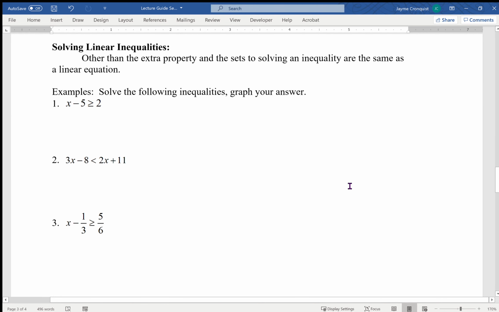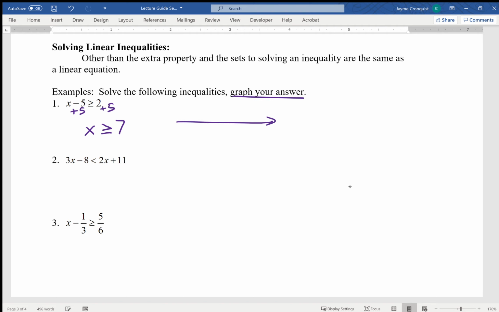Other than the extra property, the steps to solving an inequality are the same as linear equations. So, solving the following inequality. We do like we've always been doing. We add 5 to both sides. We get x is greater than or equal to 7. They want us to graph our answer. Got our number line. We've got a 7. X is greater than or equal to 7. So I'm going to put my 0 way down here. 1, 2, 3, 4, 5, 6, 7. All right, equal to also, so I have a bracket, and I'm greater than. You don't have to include an arrow.